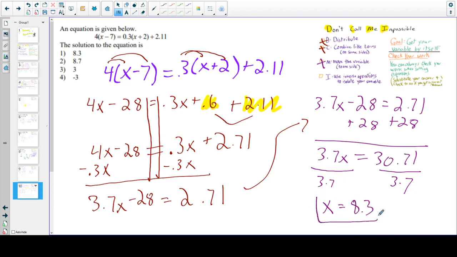Now again, check your work. Use your calculator. Substitute 8.3 back into your equation and see if this is the correct answer.